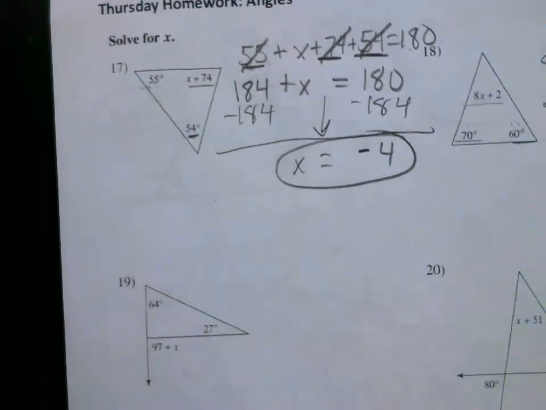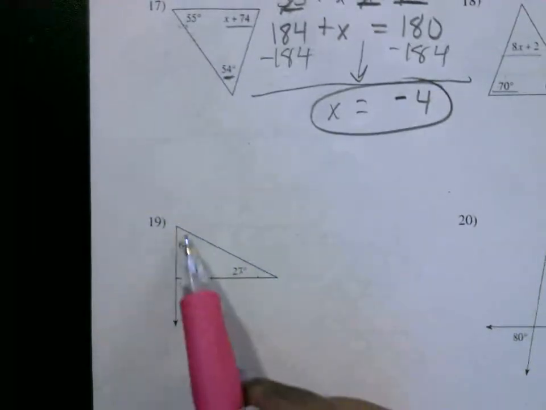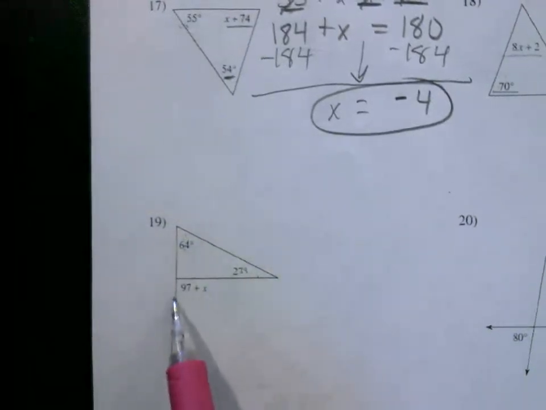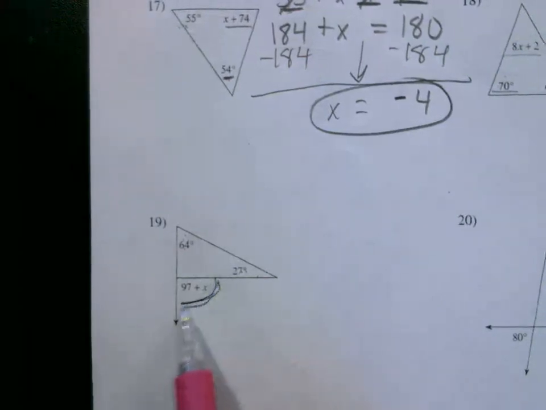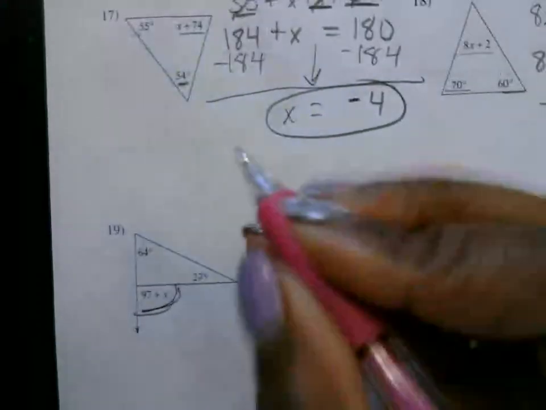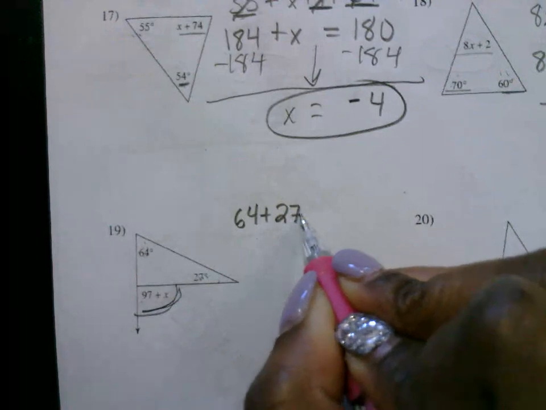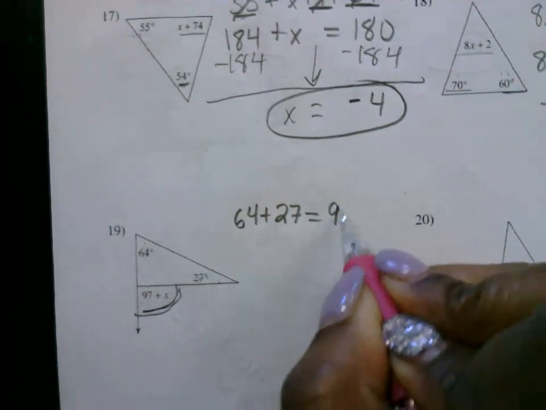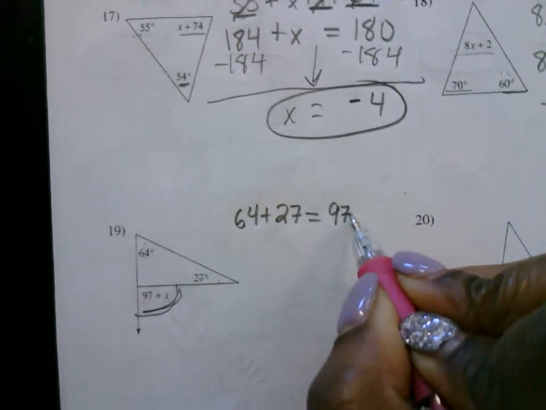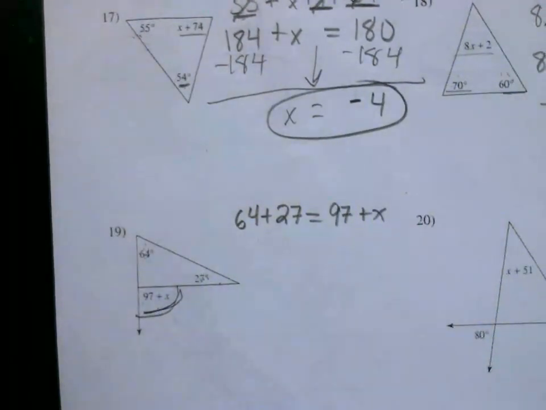19. Okay, remember the two opposite interior angles equal this exterior angle. So we're going to add these two together and set it equal to this exterior angle. So that's 64 plus 27 equals 97 plus x, this exterior angle.